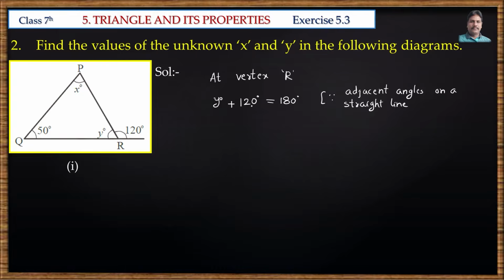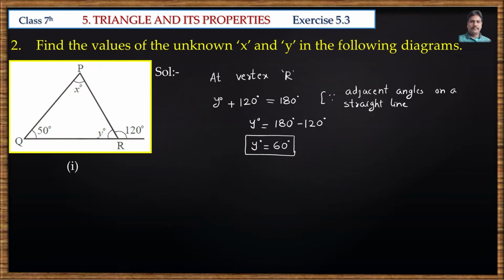Transpose plus 120 degrees to the right side of the equation, it will become minus 120 degrees. Therefore, y degrees is equal to 180 degrees minus 120 degrees. Therefore, y degrees is equal to 180 minus 120 becomes 60 degrees. We got the y value.